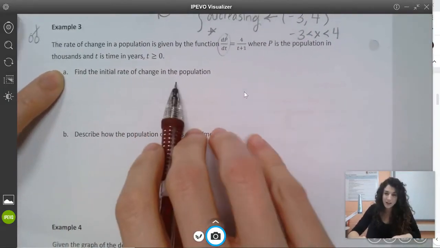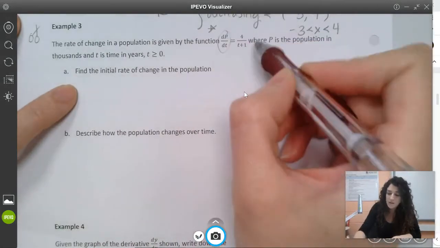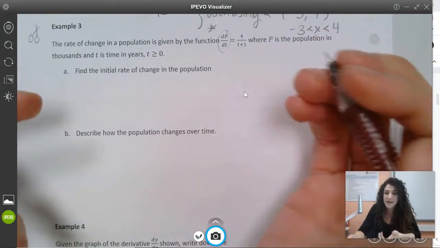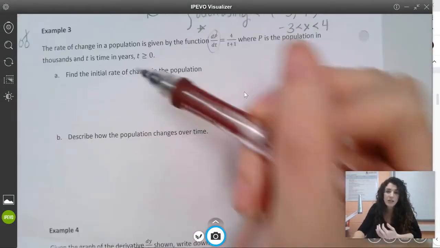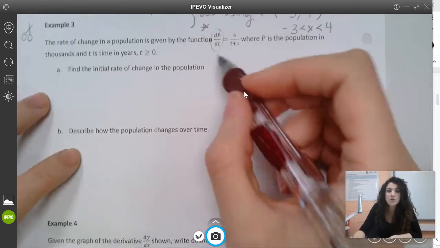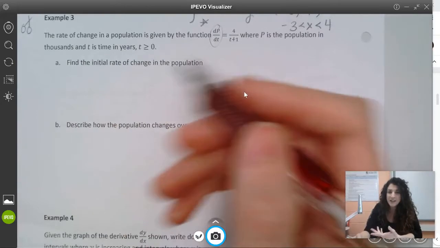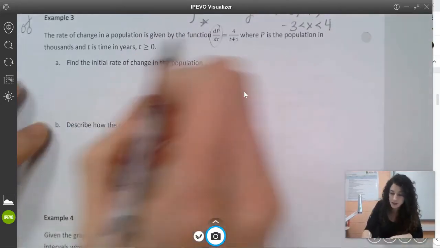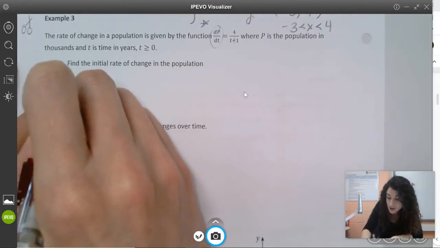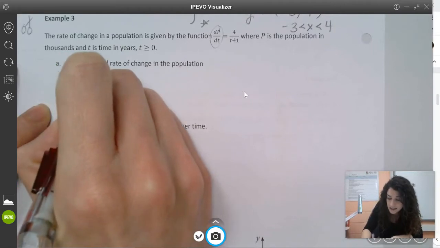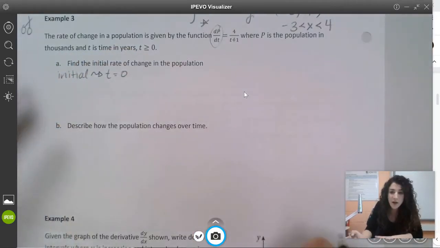To find the initial rate of change in the population, all we have to do is, initial rate means at time 0. So if we want to know the rate of change at time 0, all we need to do is plug in 0 for t. Since it's not like f of x, I can't be like f of 0. So I'm just going to go ahead and say initial means time equals 0.